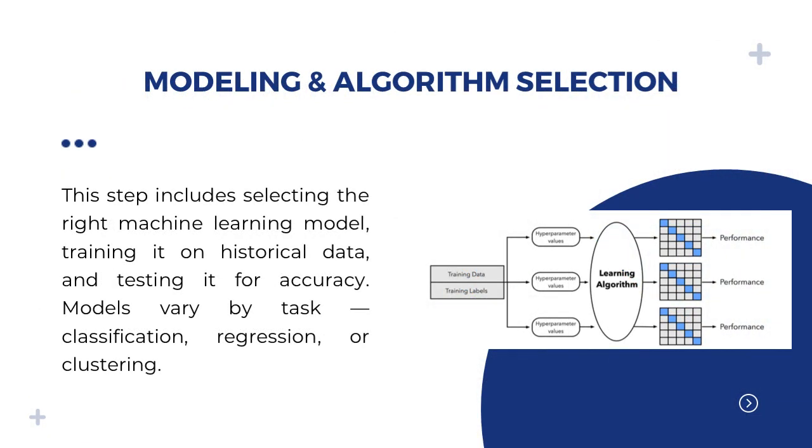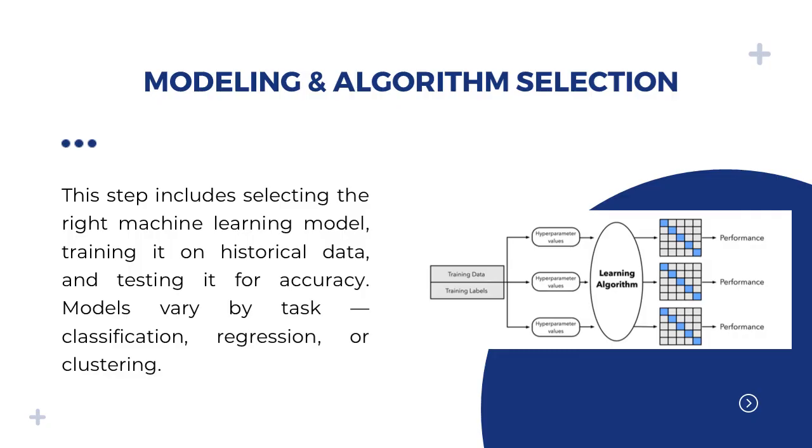Modeling and algorithm selection. Modeling is the heart of a data science project. Once you've explored the data and understood the key variables, it's time to choose and apply the right machine learning algorithms to make predictions or classifications. The choice of model depends on the problem type: classification, regression, clustering, or recommendation. For example, logistic regression or decision trees are often used for binary classification problems like predicting churn. For continuous outcomes, such as predicting sales, linear regression or random forests might be used.